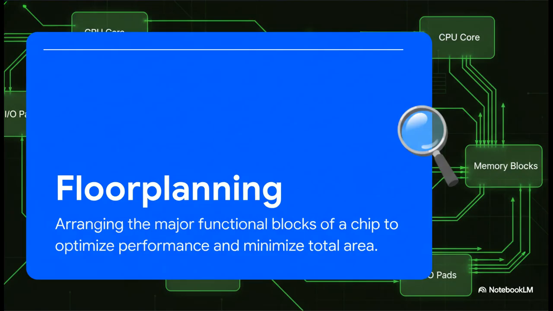This is the 30,000-foot view. We're deciding where the big districts of our Silicon City are going to go. You know, stuff like the CPU core over here, the main memory blocks over there, and the I/O pads around the edge. The whole point is to put things that talk to each other a lot right next to each other. You want the main data highways between them to be as short and fast as possible.